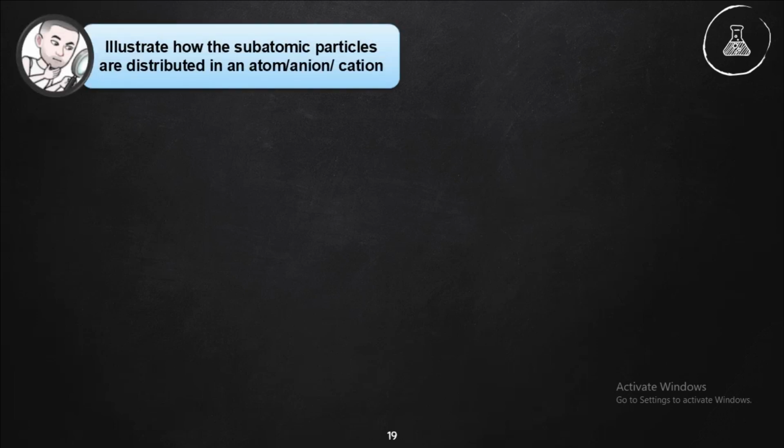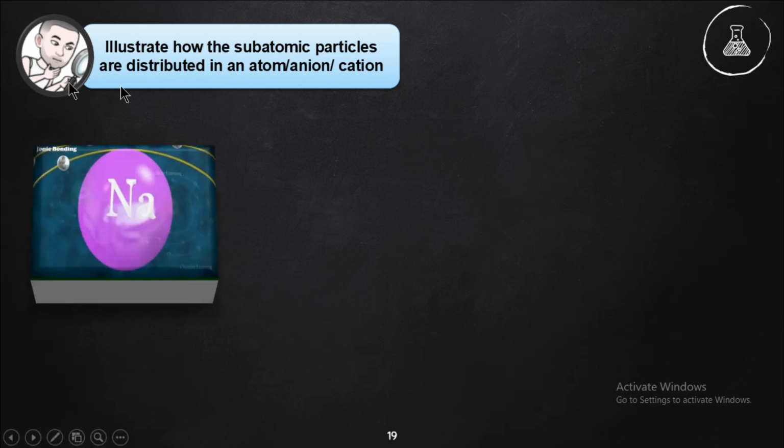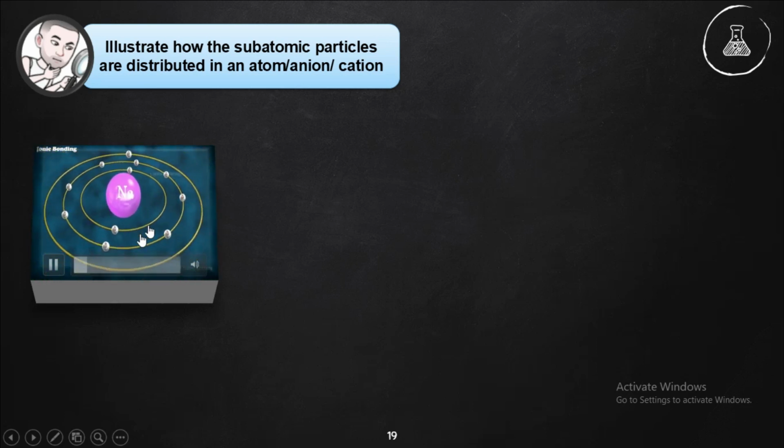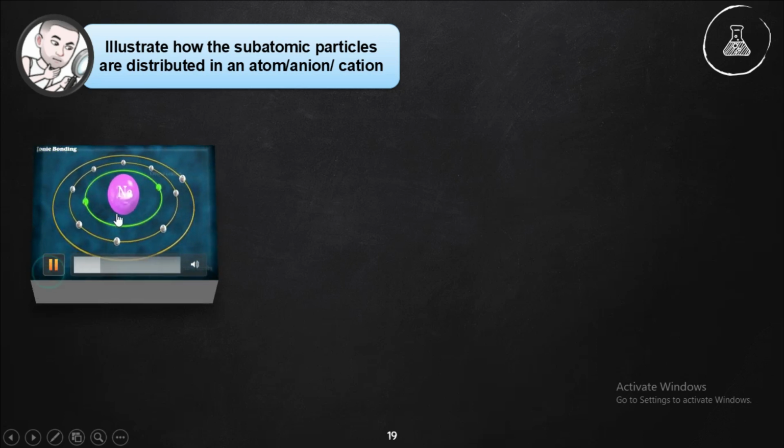Ngayon, tingnan natin yung illustration kung paano na didistribute yung subatomic particles ng atom, anion, and cation. So, ito si sodium. Ito yung itsura ng structure ni sodium. Yung nasa gitna niya, that is the nucleus. And then, ito yung first shell niya. 2 electrons lang ang kaya niyang i-carry. Yung pangalawang shell, 8 electrons lang ang kaya niyang carry. And then, yung pangatlong shell niya ay isa lang yung electron na meron siya.